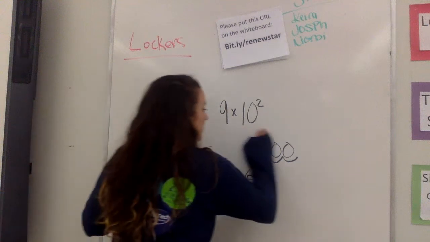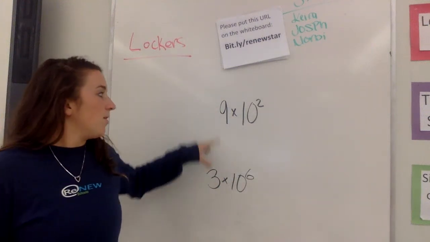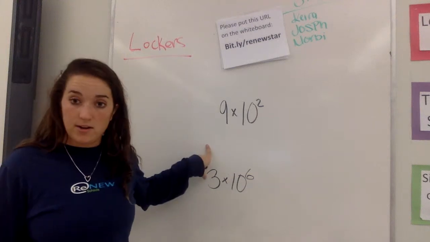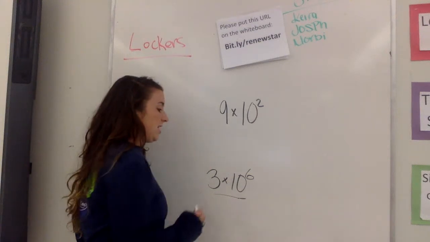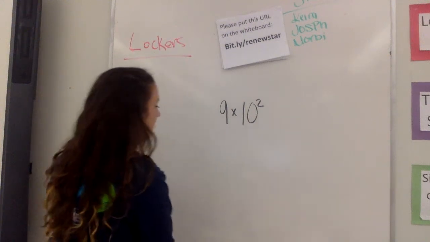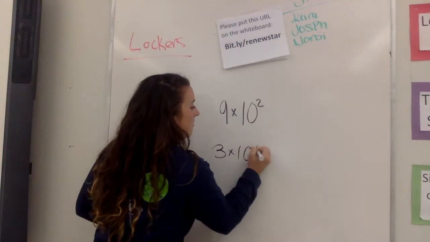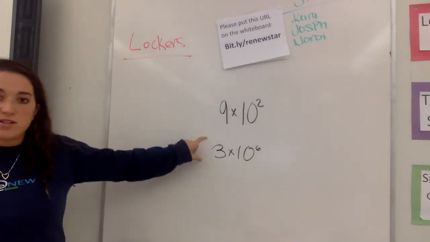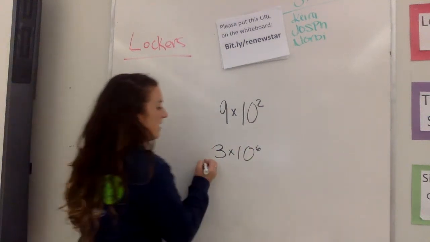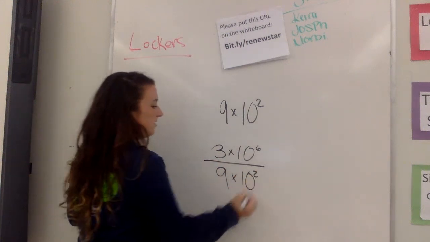So now I'm comparing these two numbers, which are a lot easier to compare because they're in the same form. Which of these is bigger? Right, this one down here is bigger. So when I'm comparing two things, what operation do I do? Yeah, I'm going to use division, and I'm going to divide my bigger number by my smaller number, so 3 times 10 to the 6th divided by 9 times 10 squared.